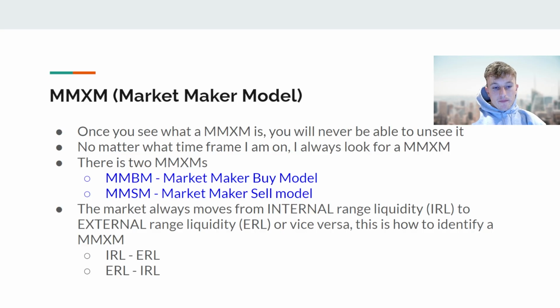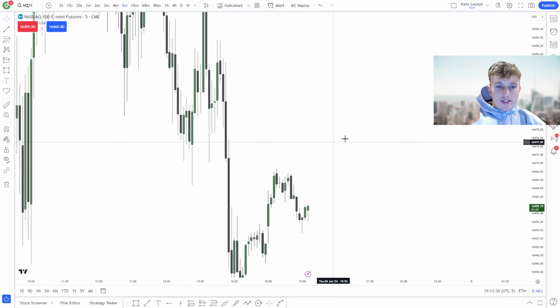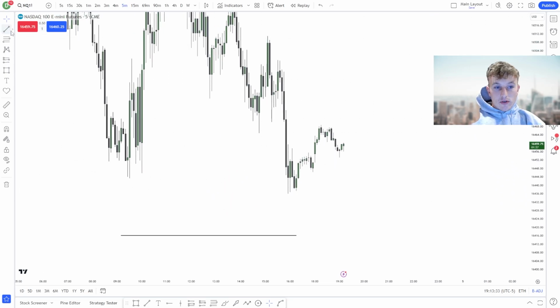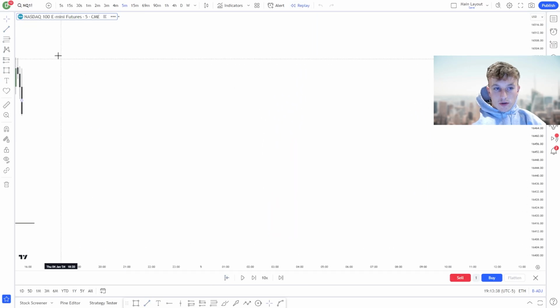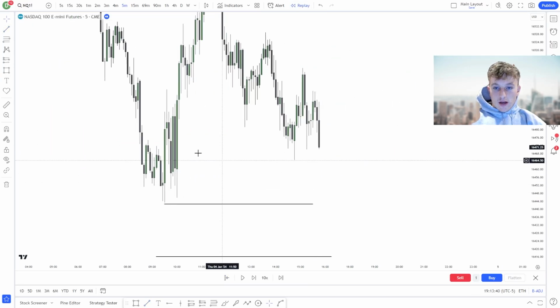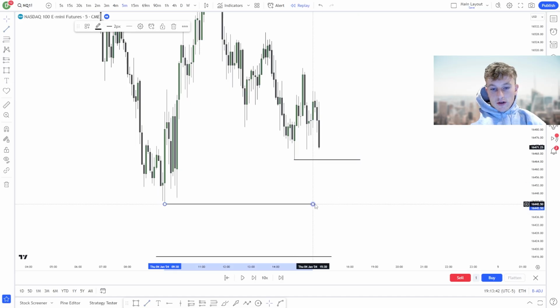The main thing you have to understand, and hopefully you watched my liquidity video in the basics section, is how the market moves from internal range liquidity to external range liquidity or vice versa, so from IRL to ERL or ERL to IRL. If you go back to my video about internal and external liquidity, just understand internal liquidity is liquidity inside the range, and external range liquidity is liquidity outside the range. Like right now, earlier, this would have been your external liquidity right here, and this would have been your internal liquidity. So you have to understand that.